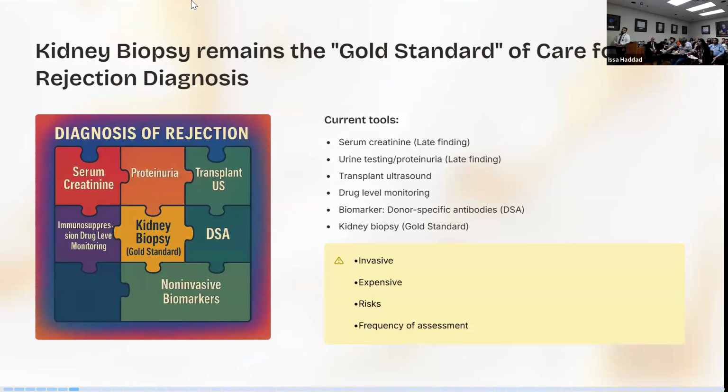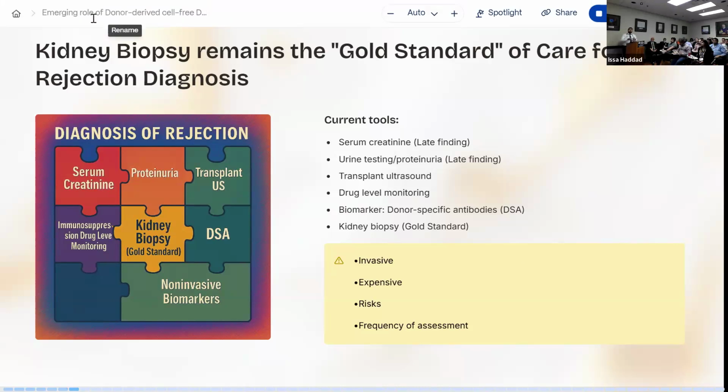And when we look at diagnosing rejection, the gold standard remains kidney biopsy. And we all know the problems with kidney biopsy being invasive, expensive, with its own risks, and how frequently can we do it? It's like a puzzle that we try to solve to diagnose rejection. The current tools we have are serum creatinine, and we all know the problems with serum creatinine, how it lags behind, it's a late finding. And just like it, proteinuria is also a late finding.